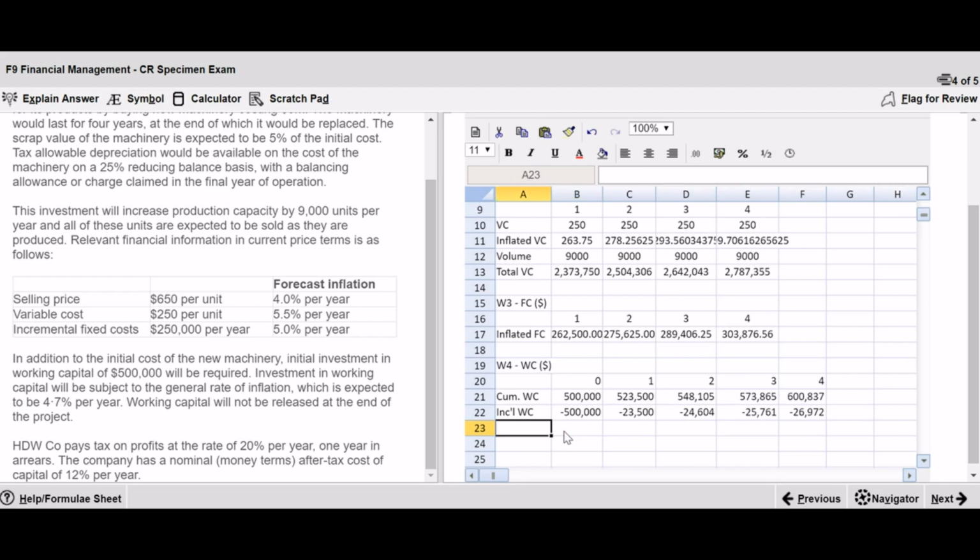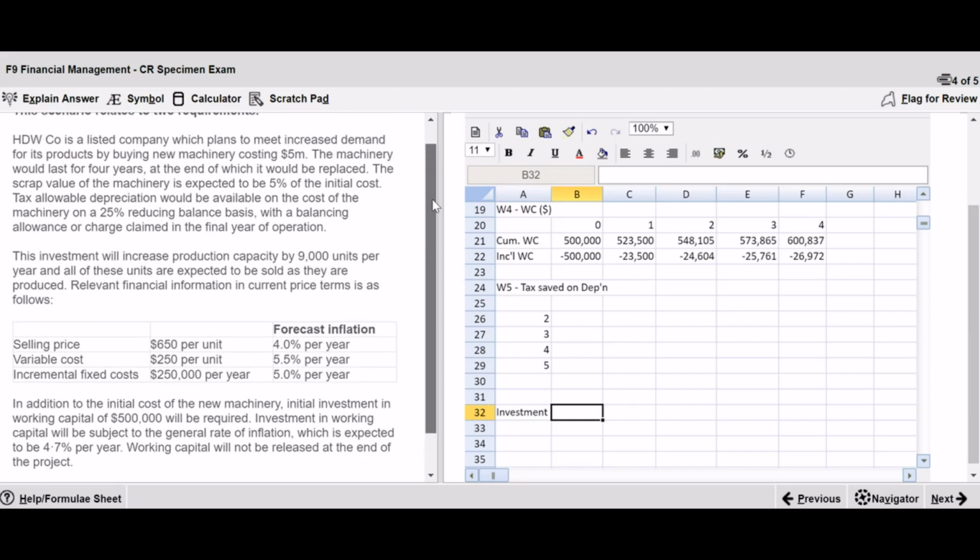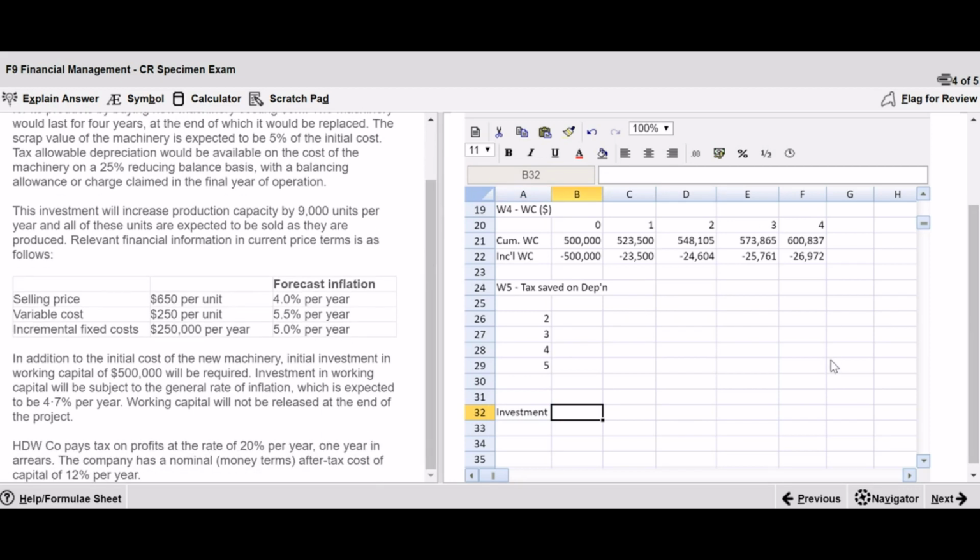What else can we do here? We can do a working 5, which thinks about the tax saving on depreciation. Tax saved on depreciation. Now remember, the tax here was in arrears. That means the tax saving will also be in arrears. So we need to think about year 2, 3, 4, 5. I have investment. The total investment which was given here as $5 million. So 5 million is your investment.